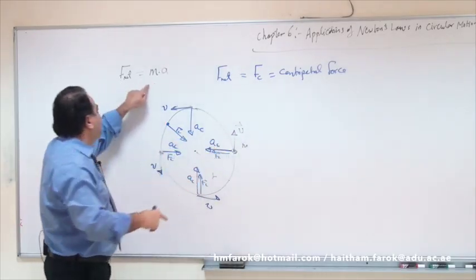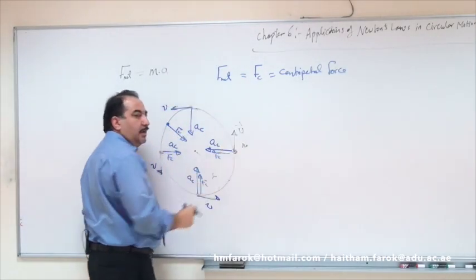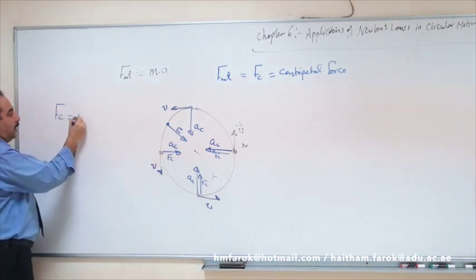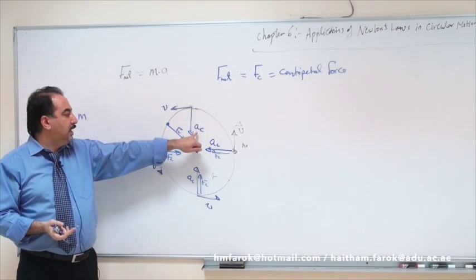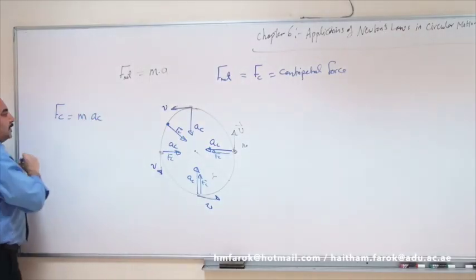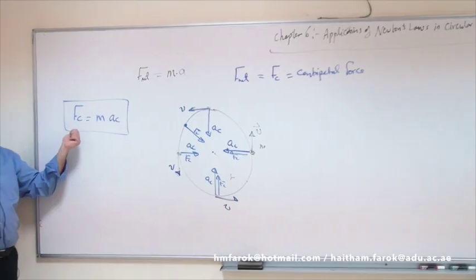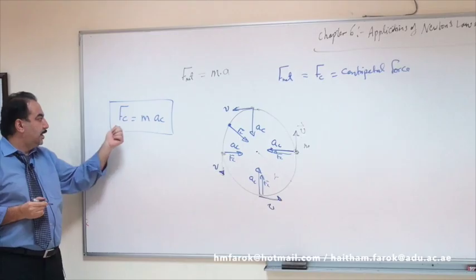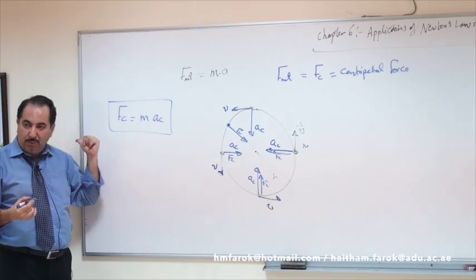Now, back to F net. So I can replace F net by Fc in circular motion. m, acceleration here. We have a name for it. What's the acceleration? a_c. Centripetal acceleration. So this is the formula for finding the centripetal force in the circular motion. But don't forget, Fc is a total force towards the center always.